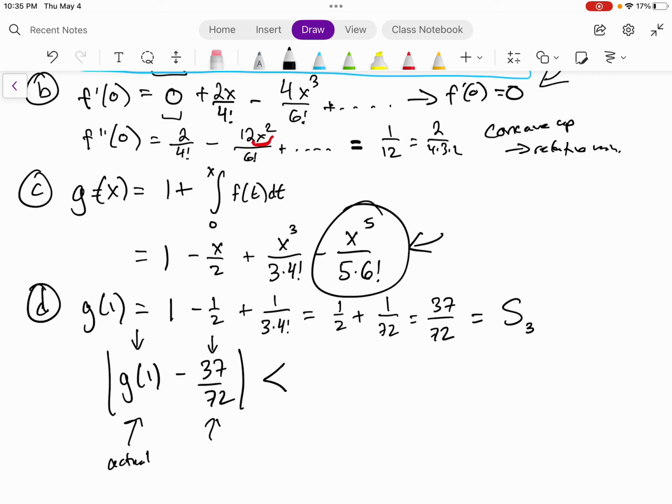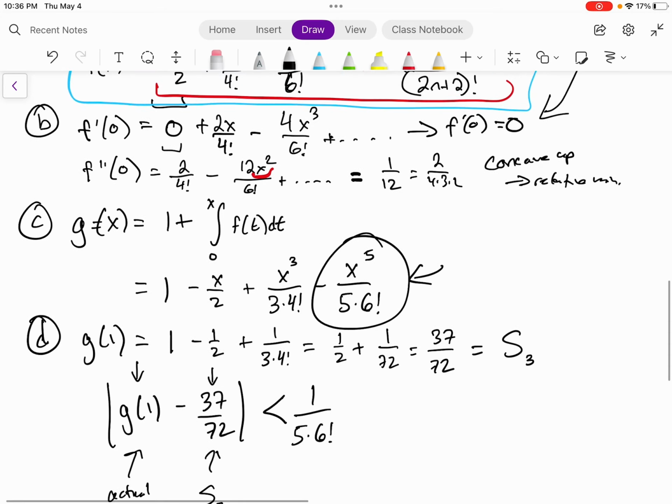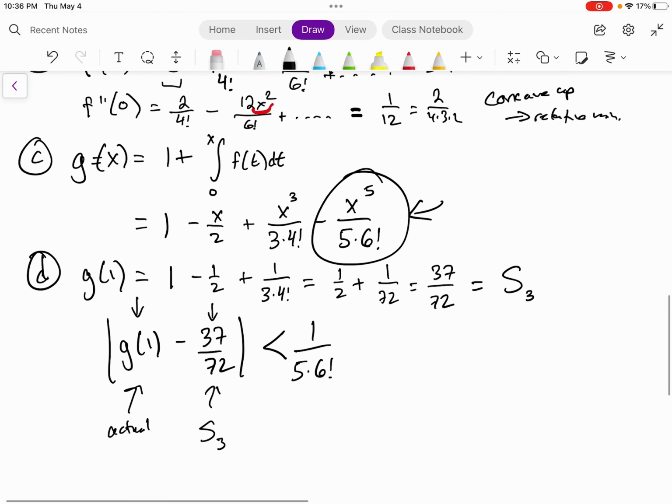So we're saying that the difference between actual and my partial sum is less than the next term. And what is the next term? The next term is 1 over 5 times 6 factorial. If I plug in 1 for x, I get 1 over 5 times 6 factorial. And we agree that this thing is certainly less than 1 over 6 factorial, because we multiplied the bottom by 5. So we've shown that the error bound is less than 1 over 5 times 6 factorial, which is certainly less than 1 over 6 factorial.